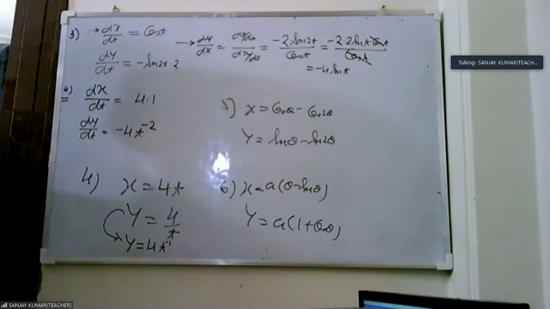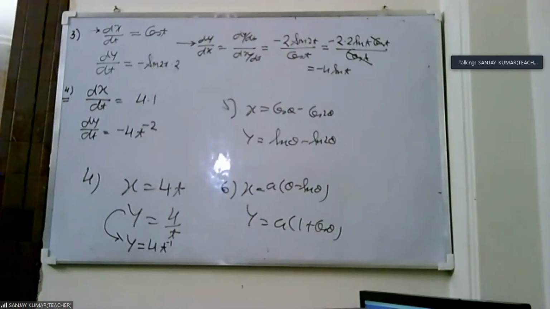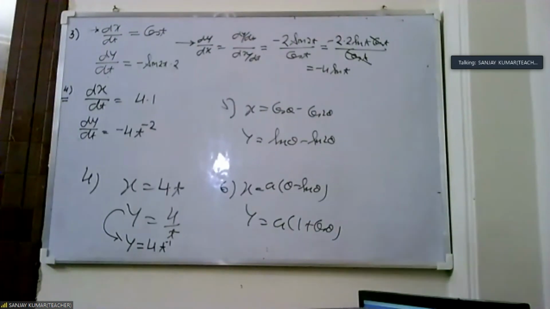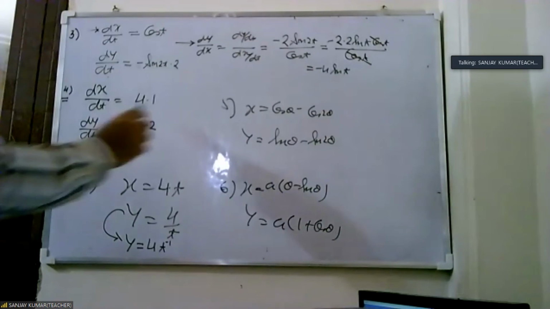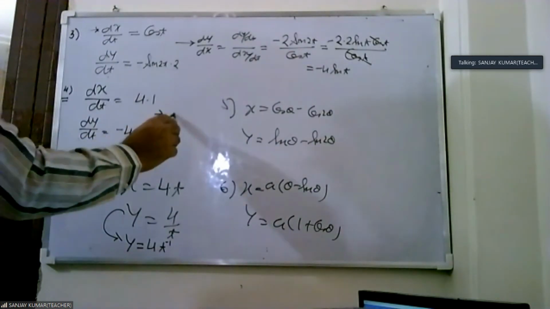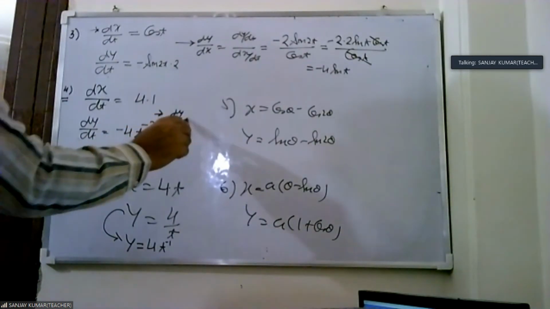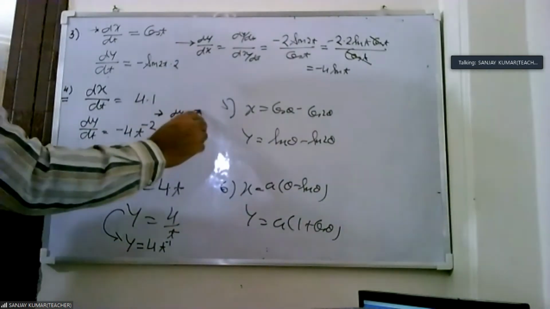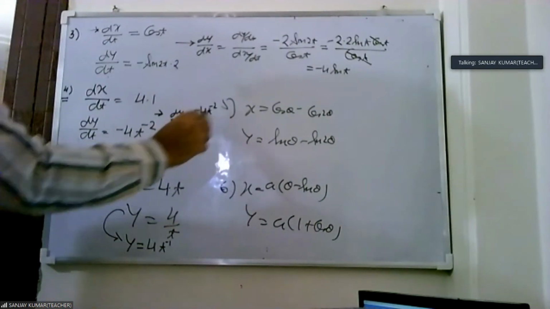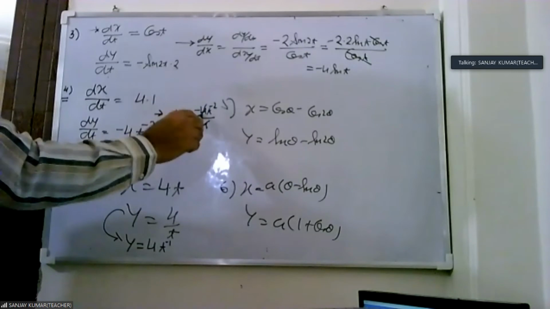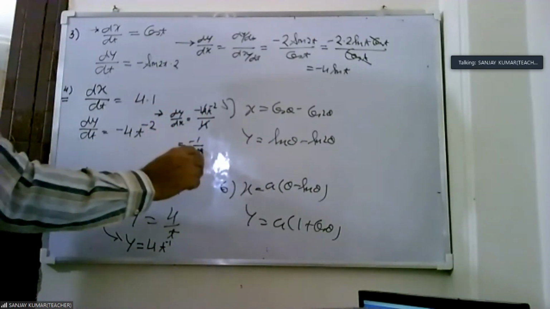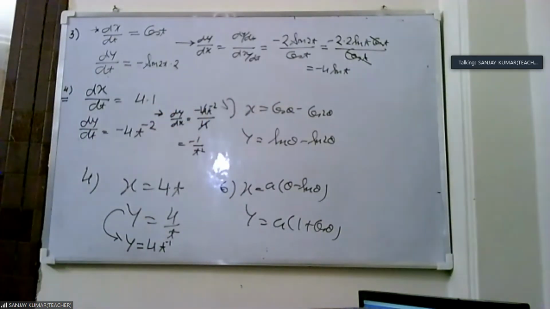Then the question is find dy by dx. Okay, we are finding dy by dx. He says find dy by dx. Then first with dy by dx, please Karthik Agarwal, do not open your video. Okay, dy by dx means divide both the terms. Minus 4 t to the power minus 2 upon 4. So this 4 is cancelled with this 4, minus 1 by t square. This is the answer of the fourth question.